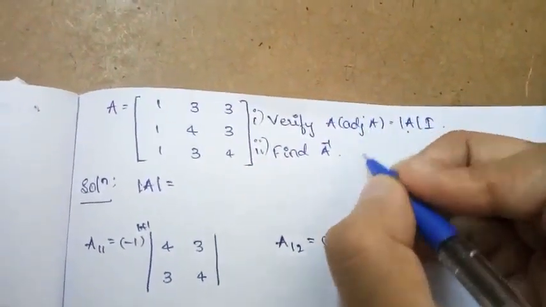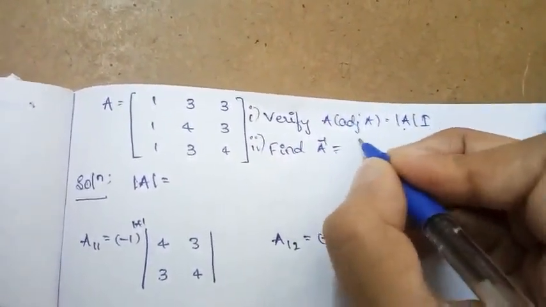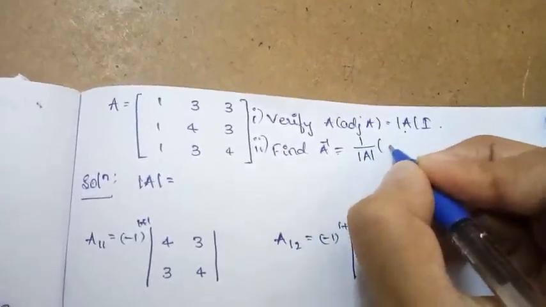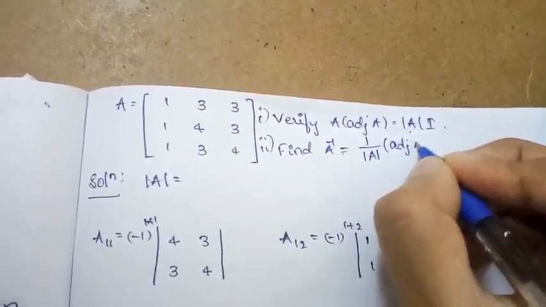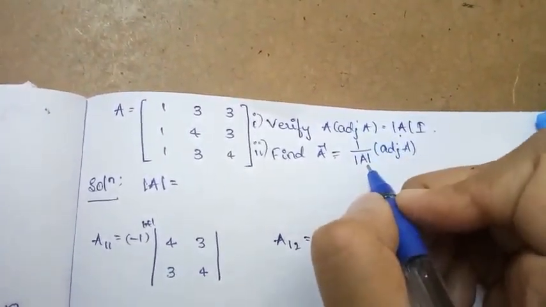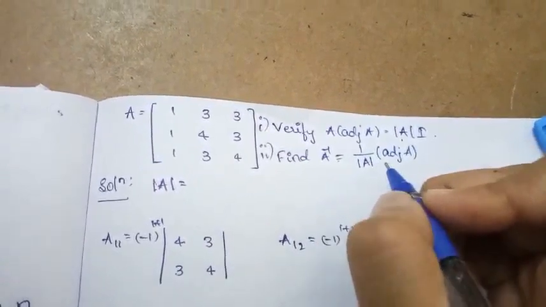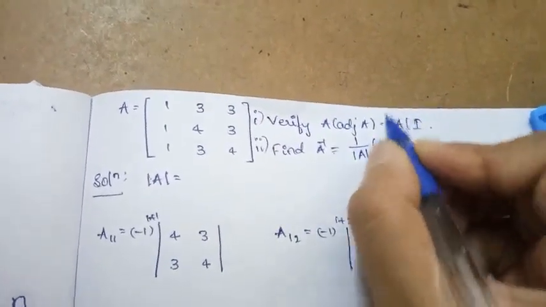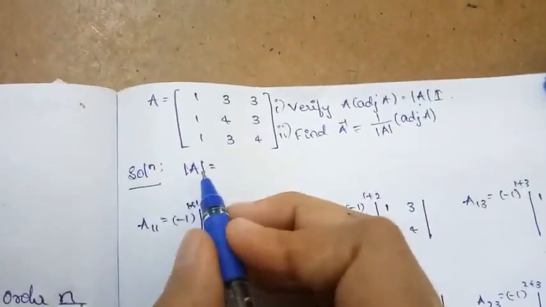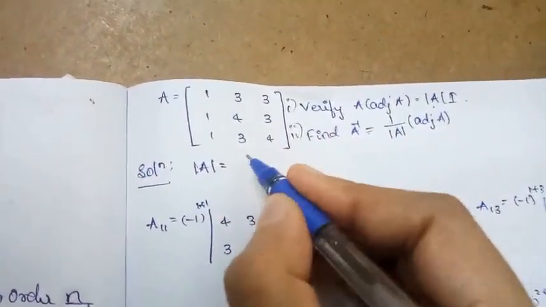So if you know the adjoint of A, what is the formula to find the A inverse? That is 1 by determinant value of A into adjoint A, right? So before even verifying this or finding the A inverse, you must know the determinant value of A. So first let us find the determinant value of A.